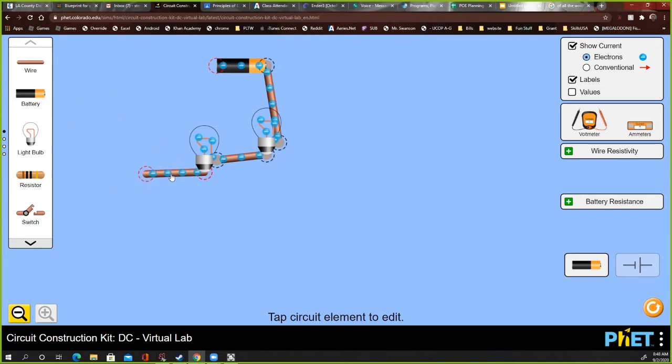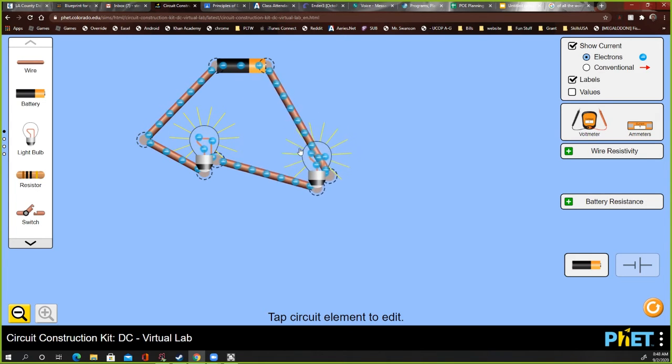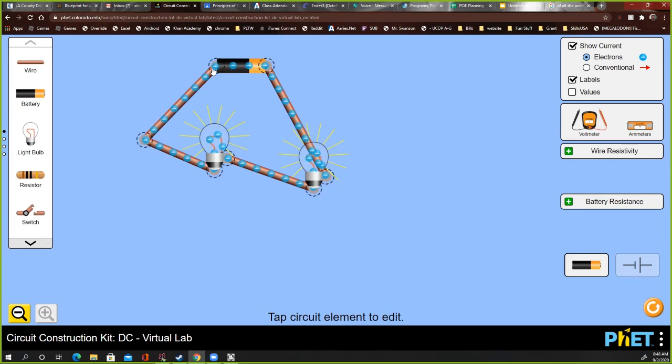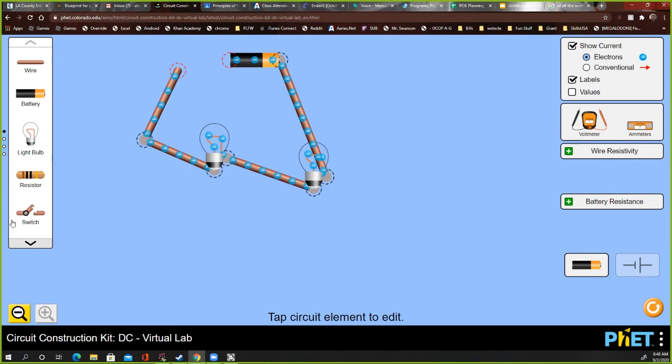And another wire. I'm going to do another wire just so it looks nicer here. There we go. Look at that. Bulbs are working. I got two bulbs. If you want, you could put a switch, if you want to switch them off and on. There we go.